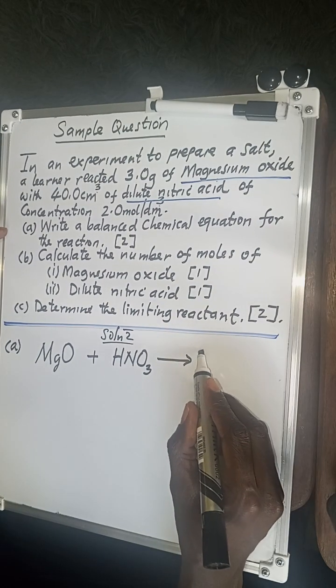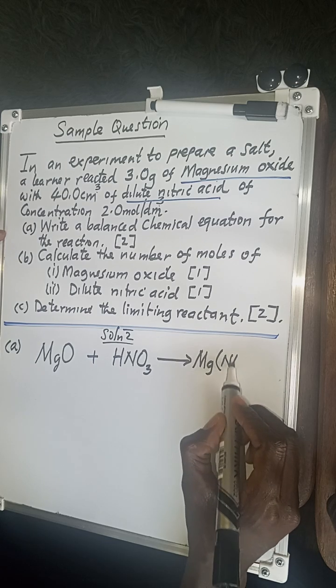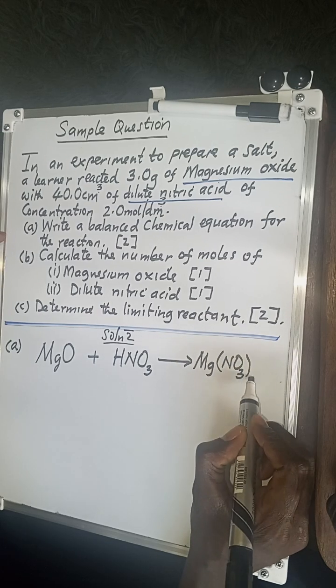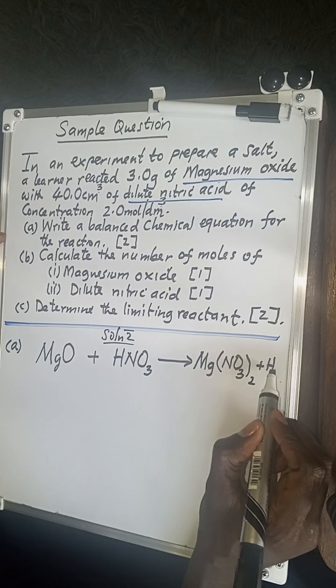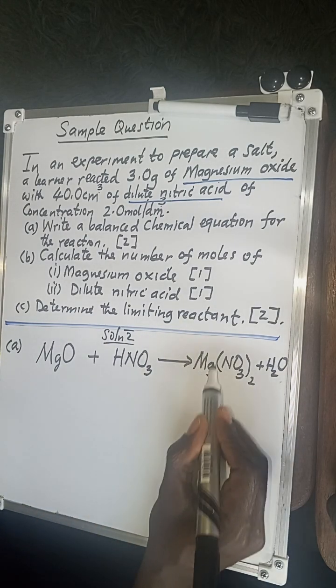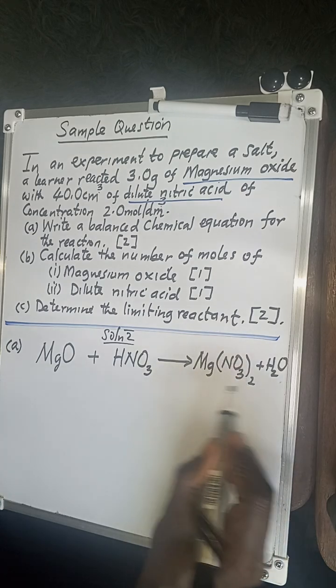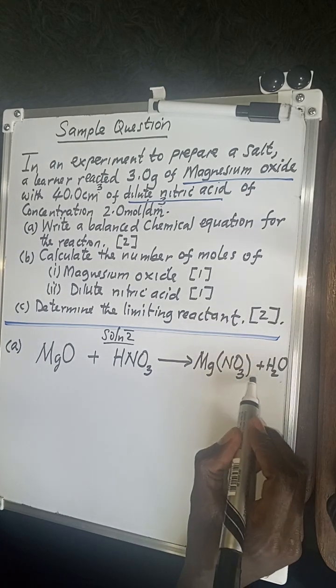So you are going to have, in this case, magnesium nitrate plus H2O. My space is small, so that is what you are going to have. Remember, magnesium has a valence of 2, nitrate has a valence of 1. So crossing them, this is the correct formula that you're going to have.